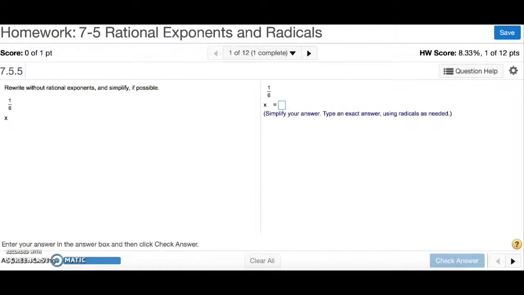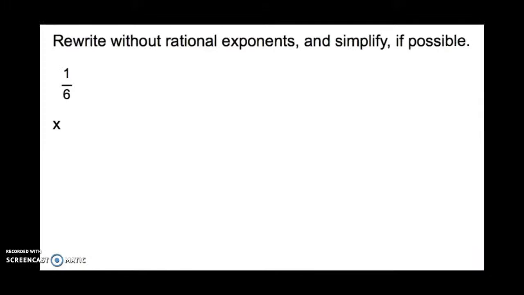7.5. Rational exponents and radicals. Number 1 is asking you to rewrite without rational exponents and to simplify if possible. So, when we have a variable raised to an exponent and it wants us to rewrite as a radical, we need to identify something first.